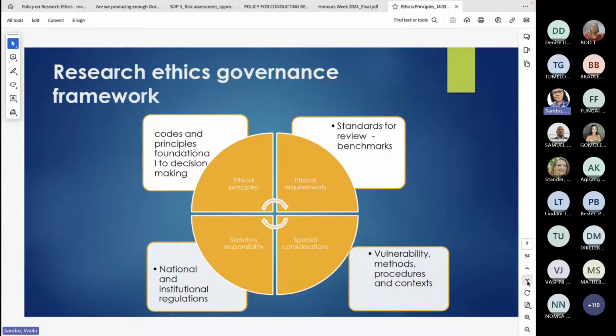Because remember, as per one of the previous slides, what we are after at the end of the day is to protect the research participants. We look at the methodologies that are followed, the procedures, and the context within which that research is conducted. And within this framework, of course, there are ethical principles, ethical requirements, statutory responsibility, as well as any special considerations that we need to take into account.